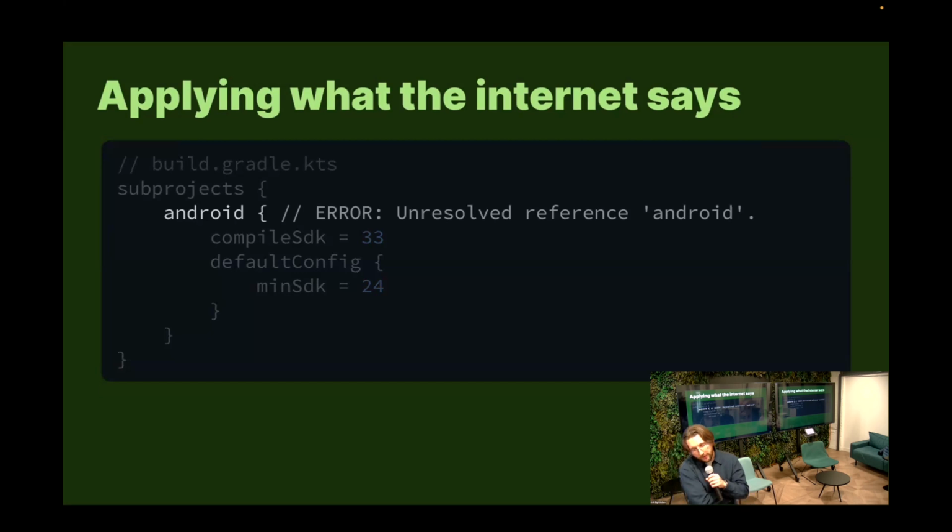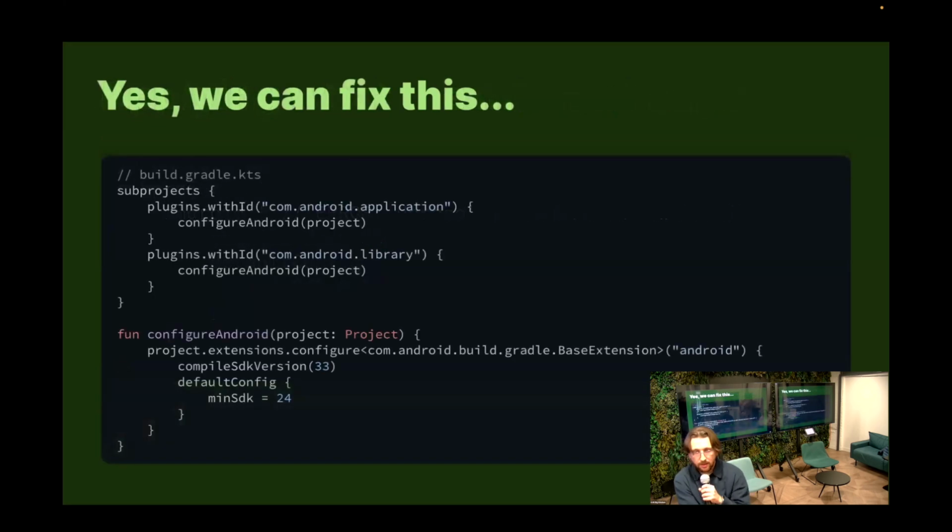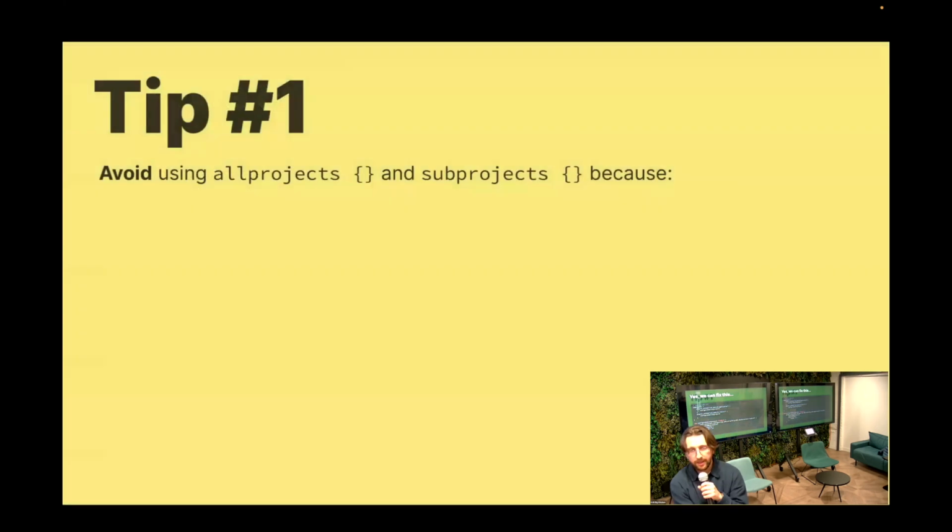So, I mean, we can also fix this, yes. We can start writing a bit smarter build logic here, depending on which plugin is applied, application or library, and then we use the base extension between them that's commonly shared in the Android Gradle plugin. But this still doesn't feel right. So the first tip that I want to give you is to try and avoid using allprojects and subprojects where you can.